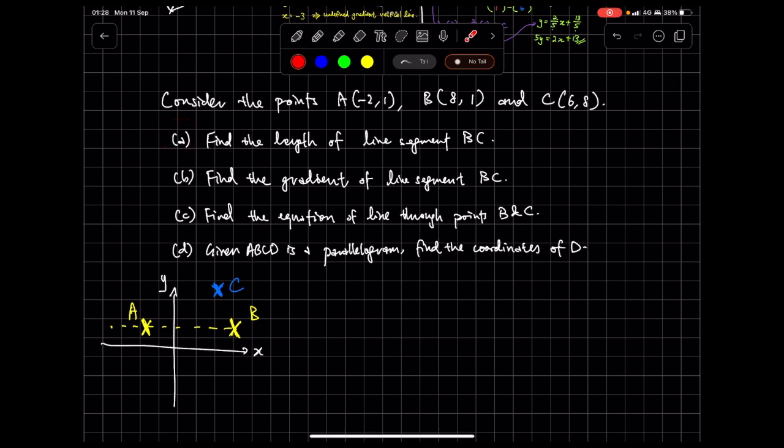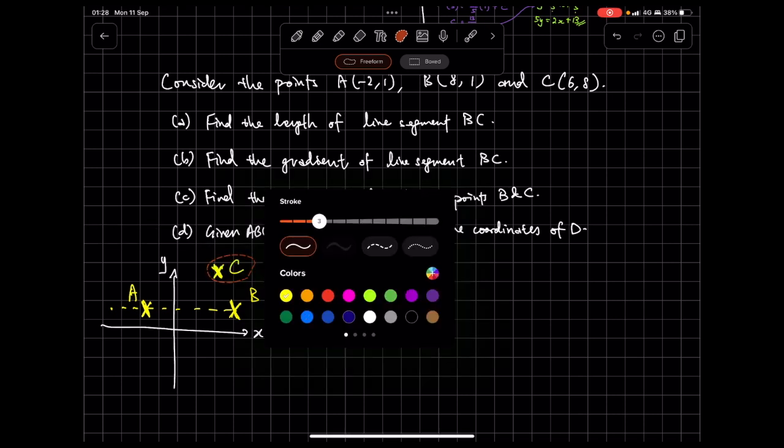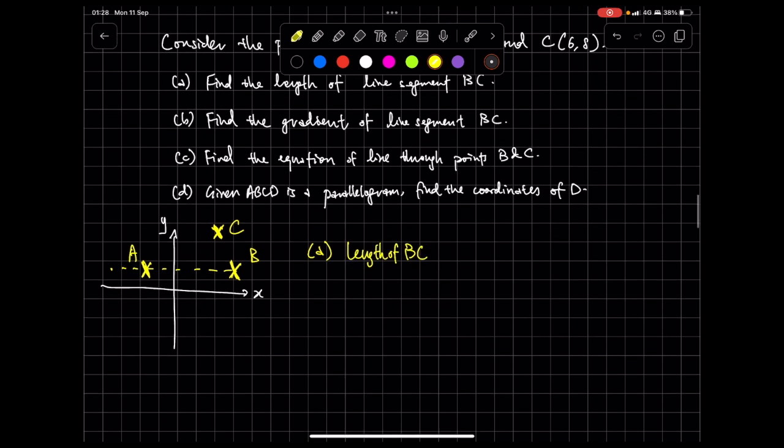Find the length of line segment BC. Maybe I'll write my answer in yellow. I'll write everything down in yellow, except maybe the axis so that it's not so confusing. So part A. Find the length of BC. How do I find it? I remember that the length of BC is something to do with Pythagoras theorem. So to find BC, I need this and this.